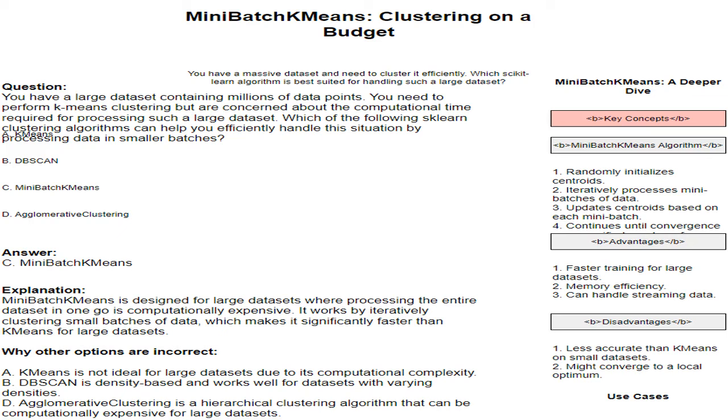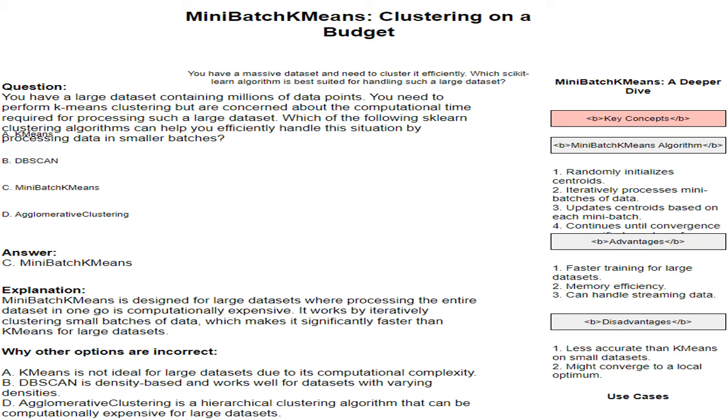It works by iteratively clustering small batches of data, which makes it significantly faster than k-means for large datasets. Explanation. D. Agglomerative clustering. D. Agglomerative clustering is a hierarchical clustering algorithm that can be computationally expensive for large datasets. Why other options are incorrect?